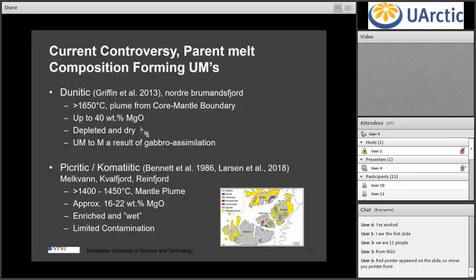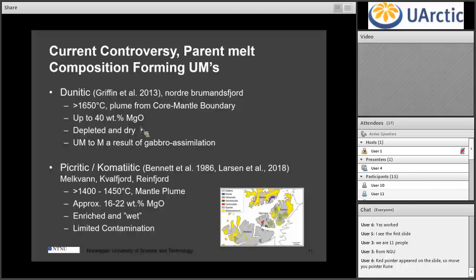It had, and now hold on to your hat, 48% MgO. So that is actually komatiitic composition, and it's totally unheard of, at least with that age. And furthermore, it was depleted and dry. What they're saying is that all these different ultramafic and mafic rocks in the ultramafic complexes formed as a result of variable degrees of gabbro assimilation.